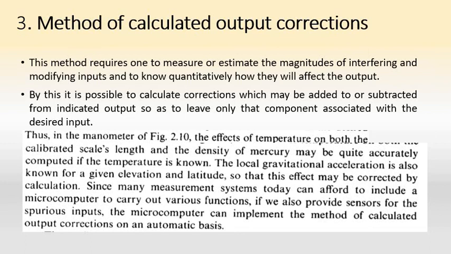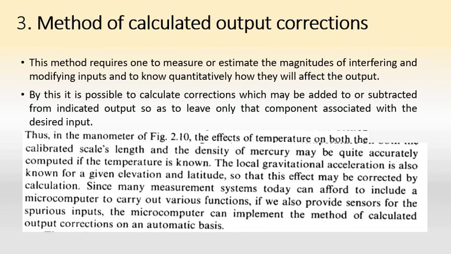Okay, so that is a method here. By calculating or by understanding somehow the interfering and modifying input, the value of the input as well as the effect of this input on the output, we can remove or filter out this effect from the output itself by using some other opposing signals. Okay, so that is this method.